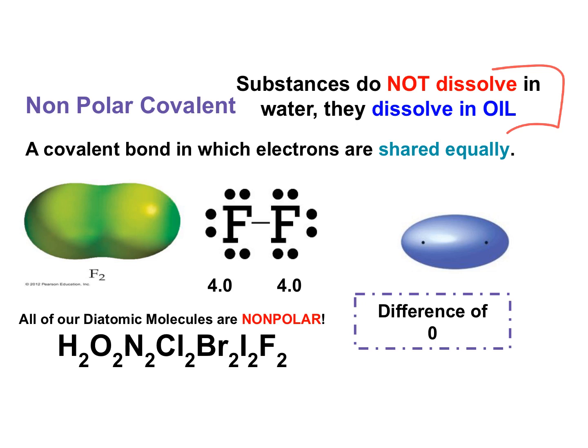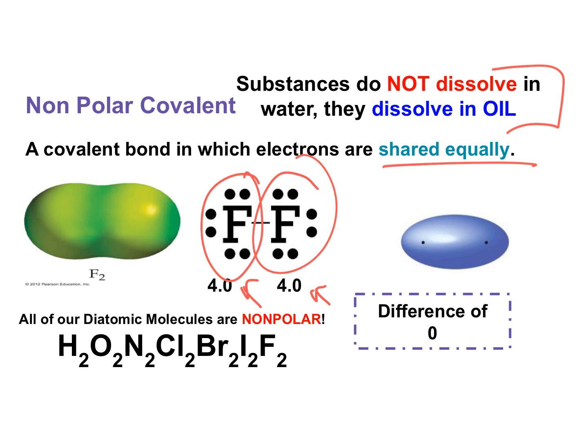A nonpolar covalent bond is when electrons are shared equally. So you can see that I have two fluorines bonded together and they have the same electronegativity value, so they're going to share those electrons equally. Neither fluorine is going to pull the electron closer. Another thing to note is that all of our diatomic molecules are nonpolar.